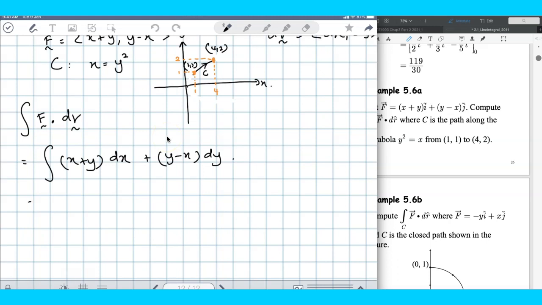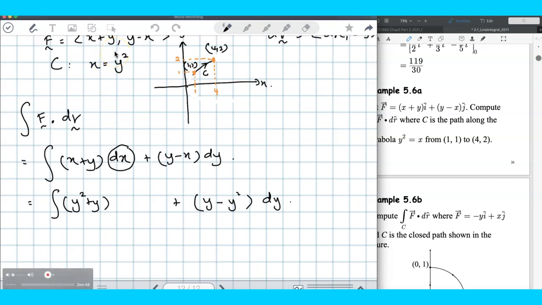Okay, so what we can do is, when you can see x, you will have y squared plus y. And what is x? We will look at that later. And then y minus y squared dy. So now how can we have dx? You can get the dx in terms of dy using your curve function.